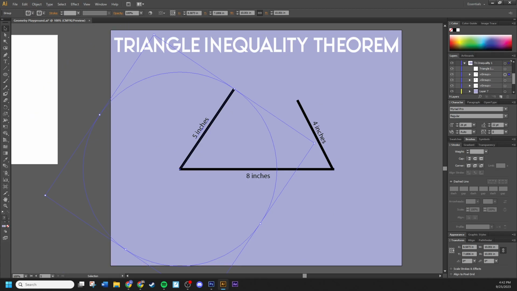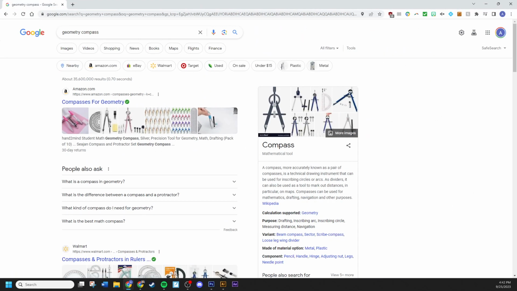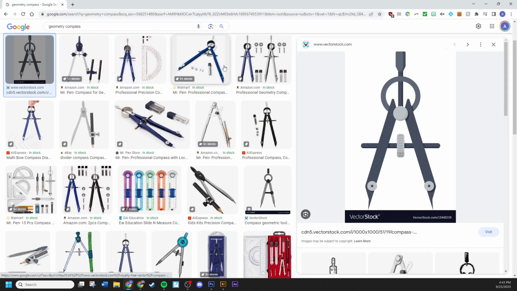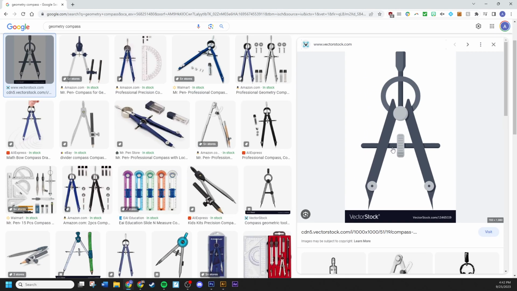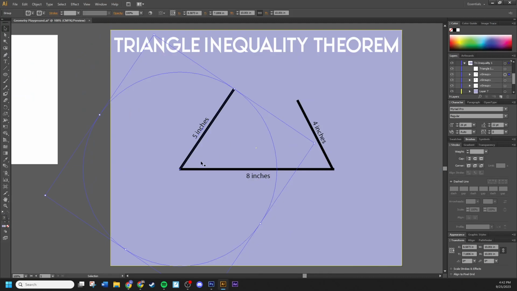Let me pull up a picture of a compass real quick so you can see. Geometry compass. All right, here we go. So this is what a compass is. It looks like this, and the idea is it lets you draw circles. You could picture that one of these bottom points is right here, and the other one is right here, where the pencil would be. It basically allows us to draw a perfect circle. We have it set at 5 inches right now, for this one side.